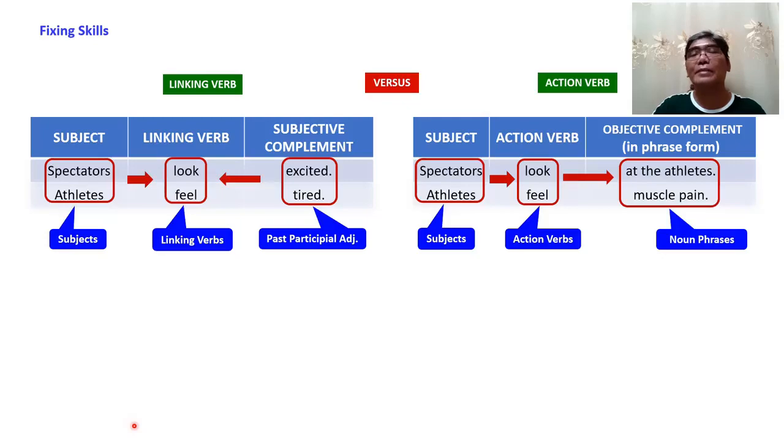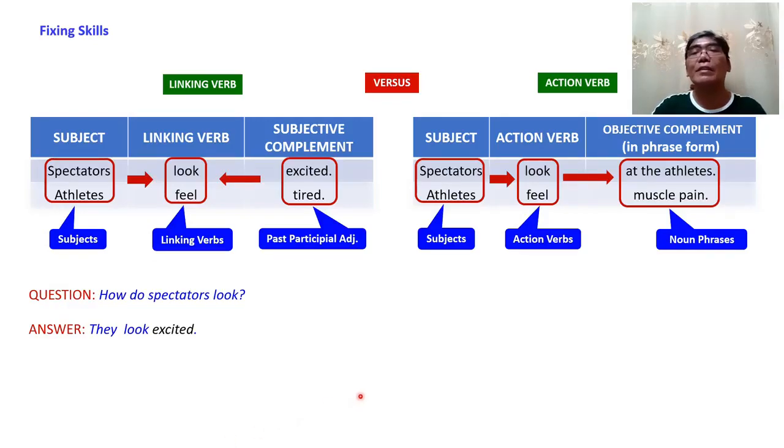The functions of the verbs that may either be used as linking verb or action verb can be easily identified by formulating the sentence using such kind of verb into question. For example, the sentence spectators look excited can be formulated into question. How do spectators look? This question is answered with the statement, they look excited.